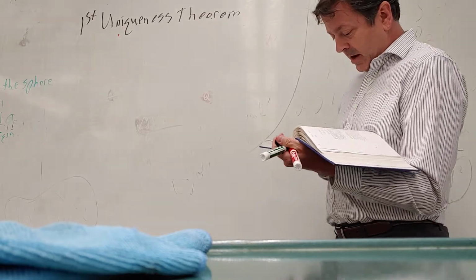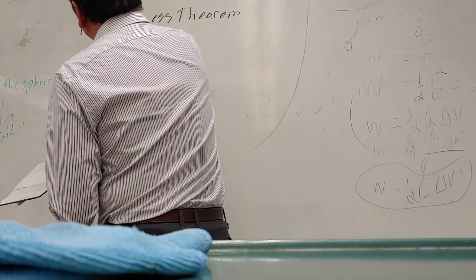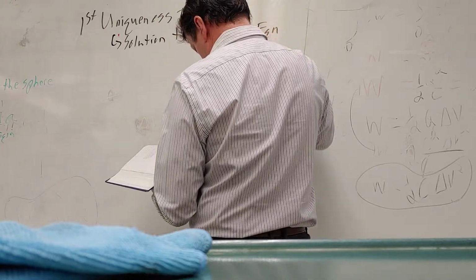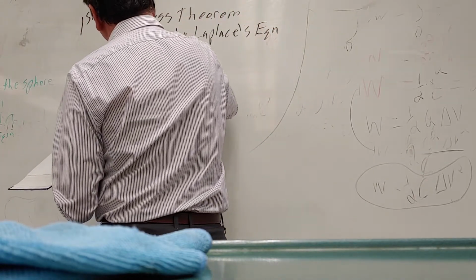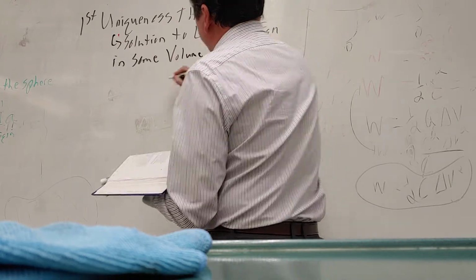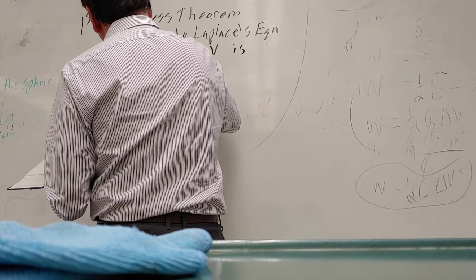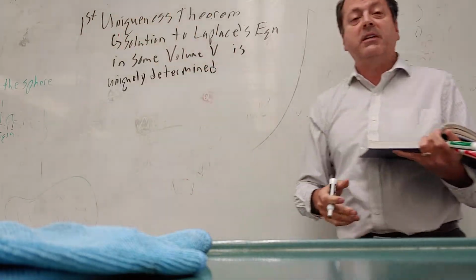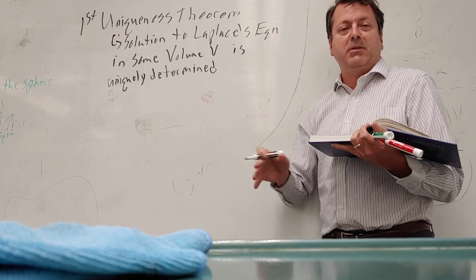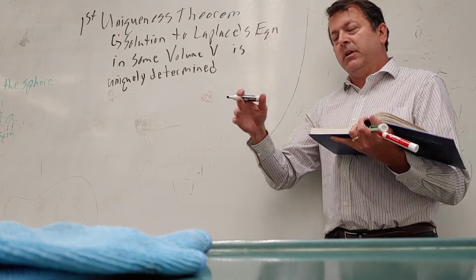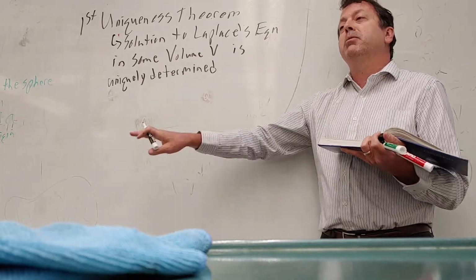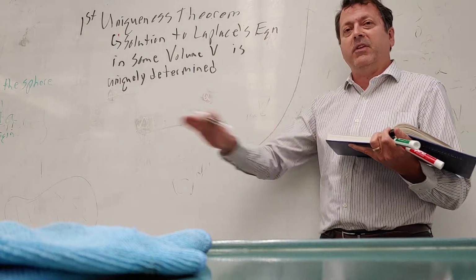Okay? Now, the first uniqueness theorem basically says that the solution to Laplace's equation in some volume, V we'll call it, is uniquely determined. When I say uniquely determined, it means at each position there's only one value. And that value is unique to that position. So there can't be, at one position it's this value, another position it's the same value. I guess if it was flat, it was the same completely everywhere, but that's honestly a zero interest case. So it's kind of flat land.